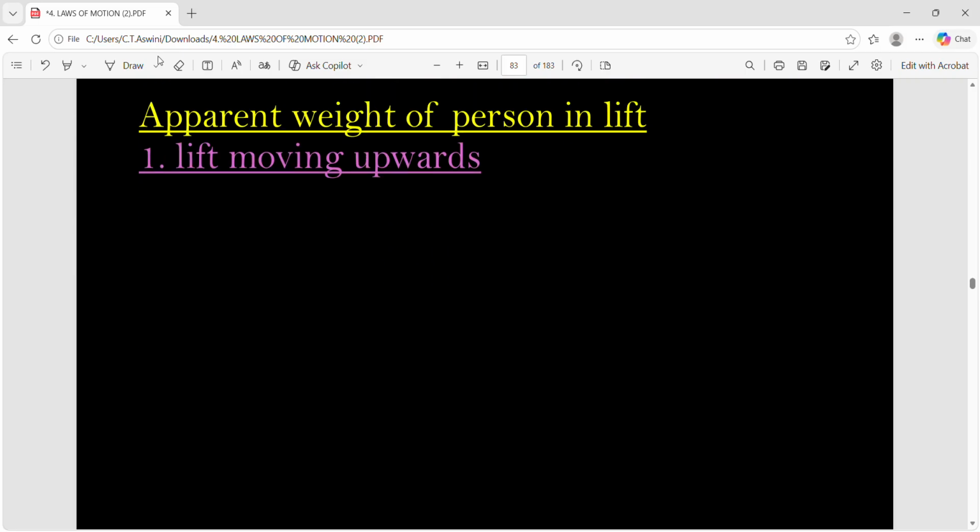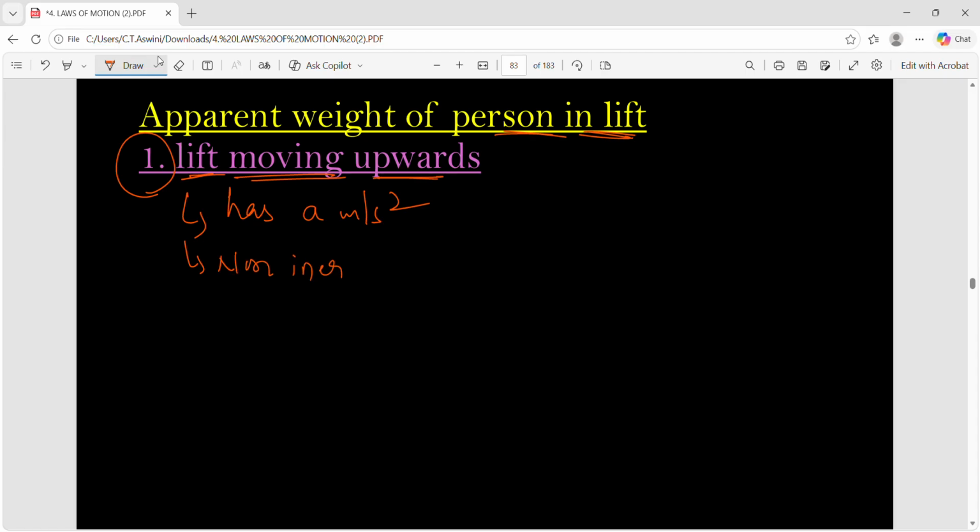So this is our main topic of today, apparent weight. Apparent weight of a person in a lift. There are three cases here: lift moving upwards, lift moving downwards, and lift not moving at all. In the first case, the lift is moving and the person is inside the lift. That means the lift is having some acceleration a m/s², which means it's a non-inertial frame of reference.